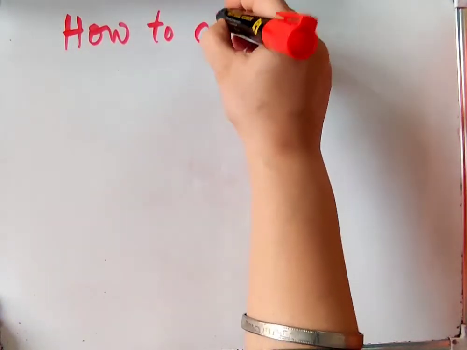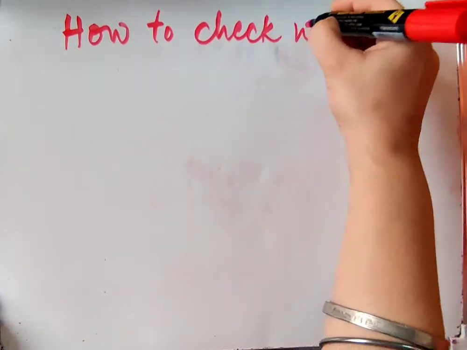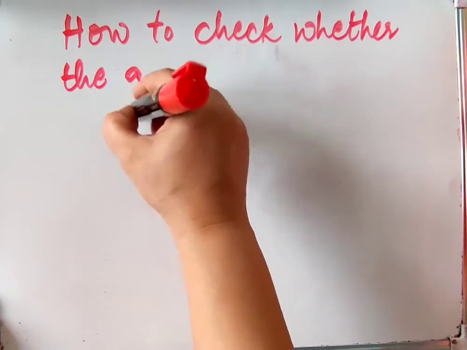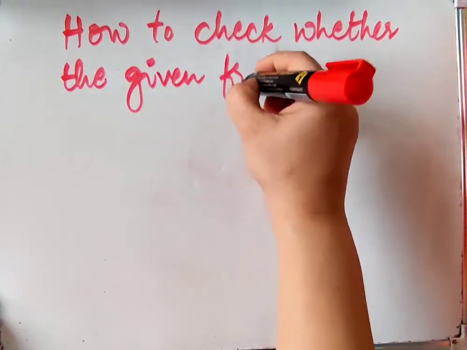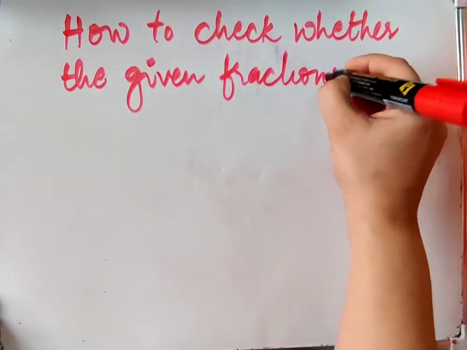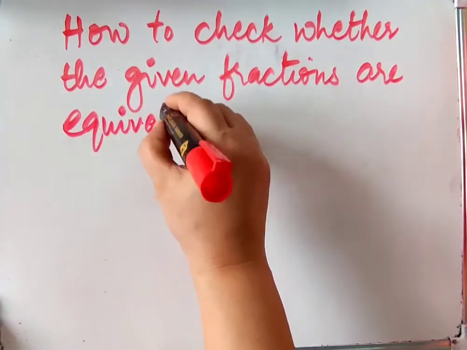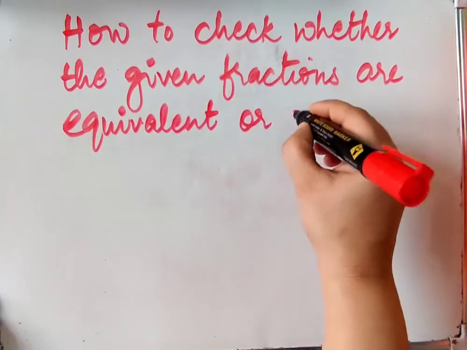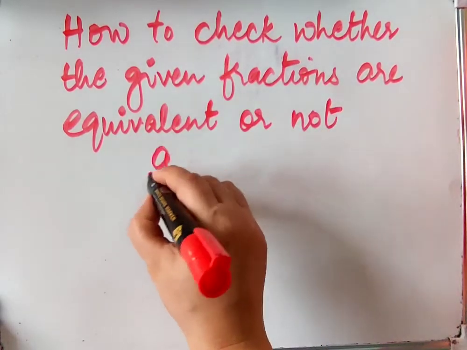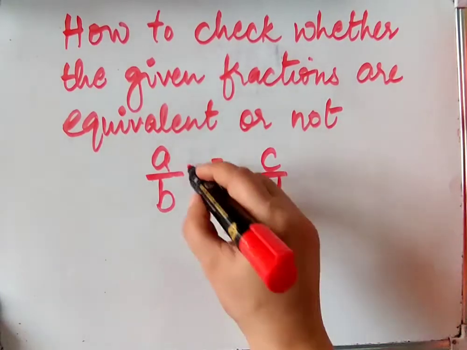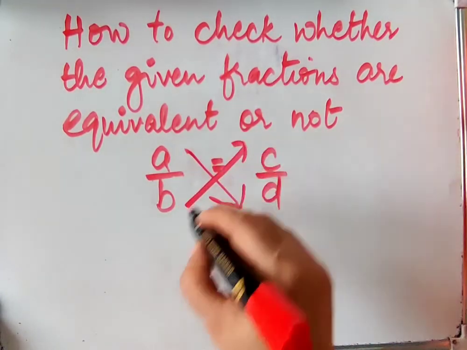How to check whether the given fractions are equivalent or not. So, if two given fractions are a by b and c by d, what you are going to do is cross multiply.